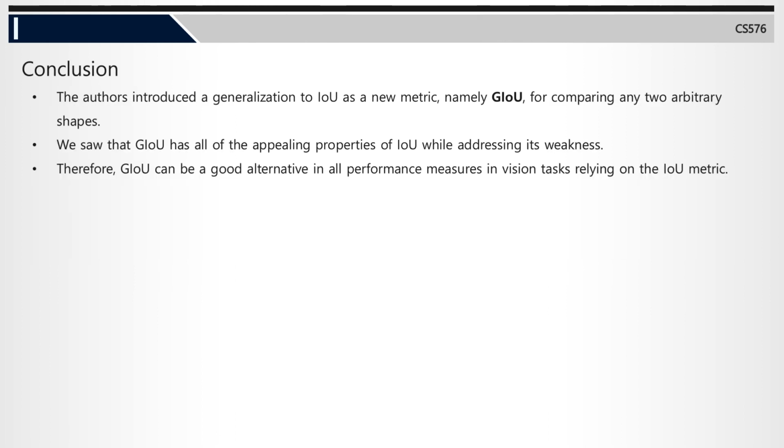As a conclusion, the authors introduced a generalization to IOU as a new metric, namely GIOU, for comparing any two arbitrary shapes. We saw that GIOU has all of the appealing properties of IOU while addressing its weakness. Therefore, GIOU can be a good alternative in all performance measures in vision tasks relying on the IOU metric.